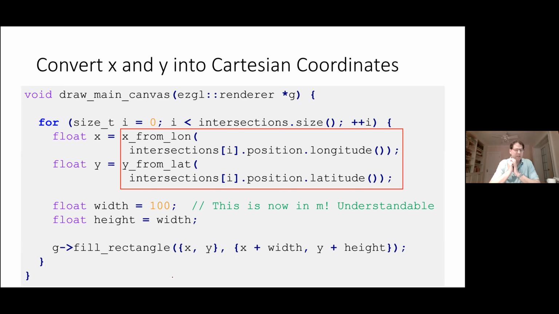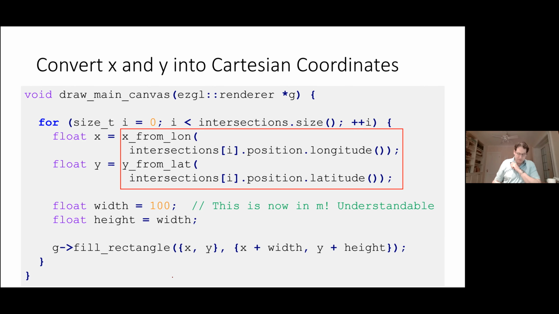Well, assuming that I've written this x from longitude and y from latitude function, or these two functions, and you can write them using the formulas in the Milestone 1 handout, and they use the average latitude, as I just mentioned, we don't have to change our code very much.